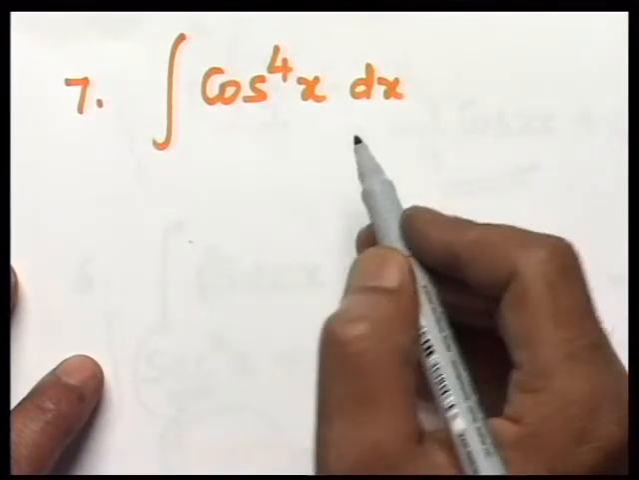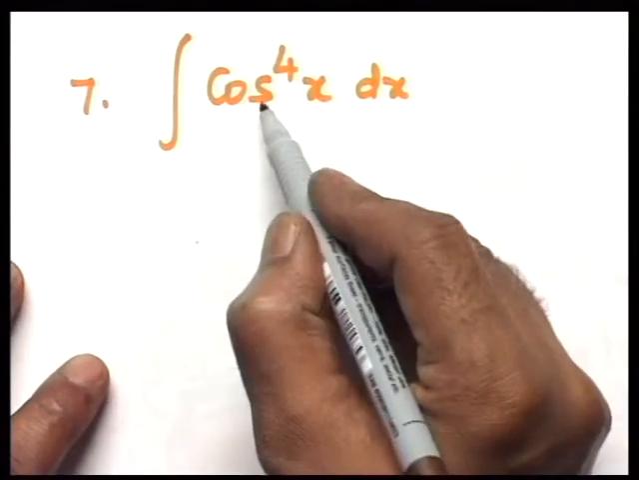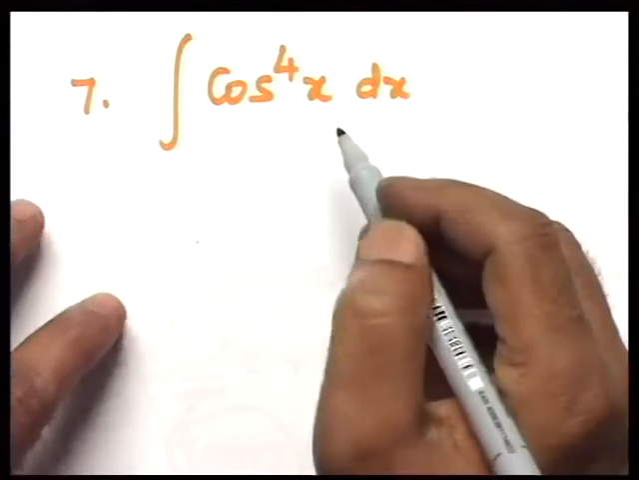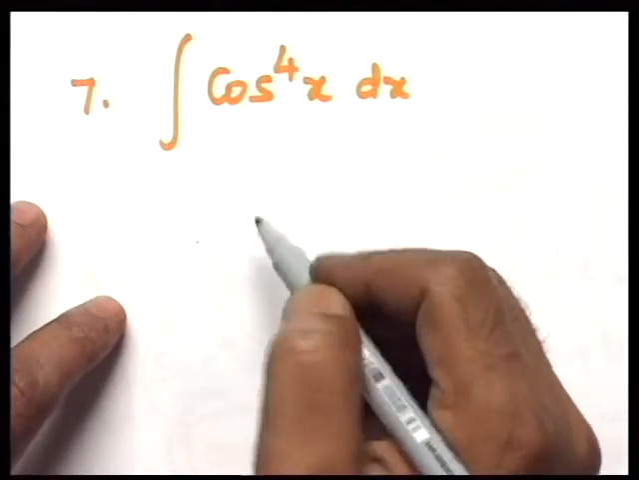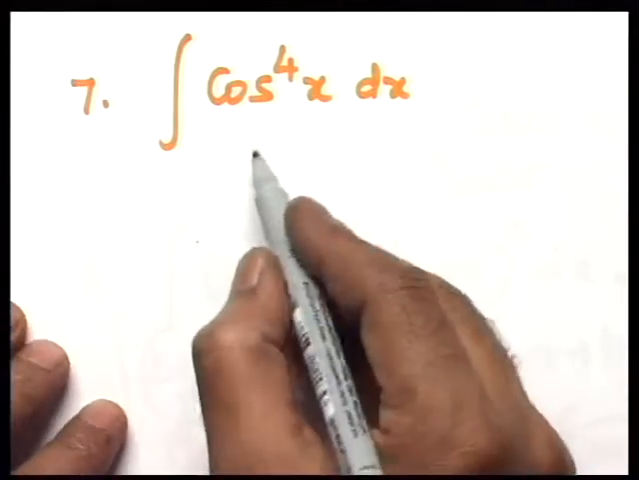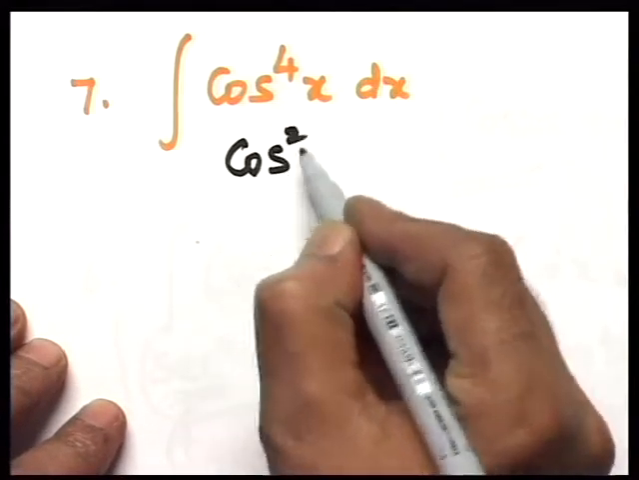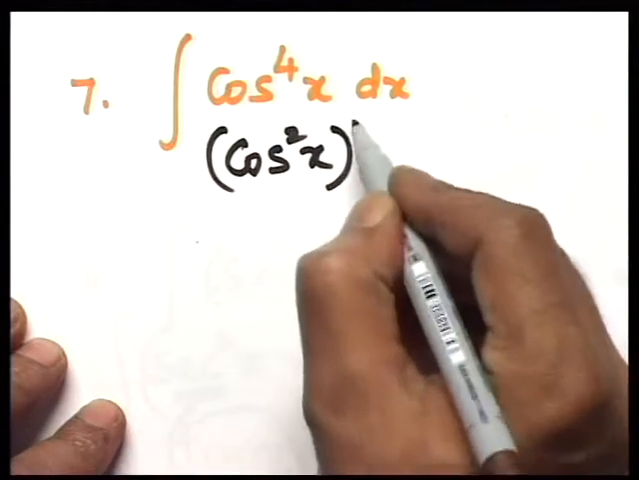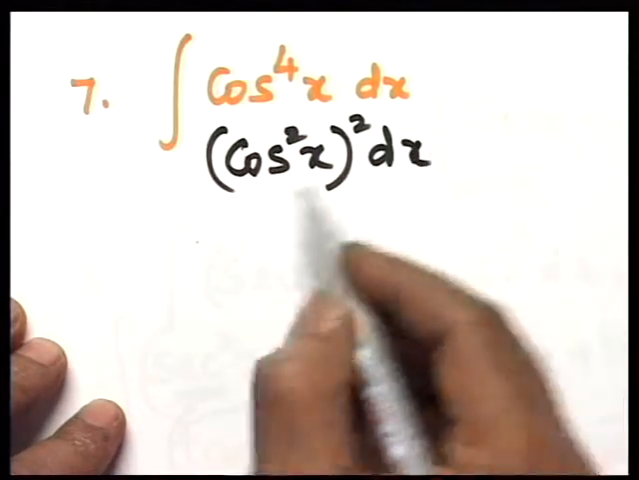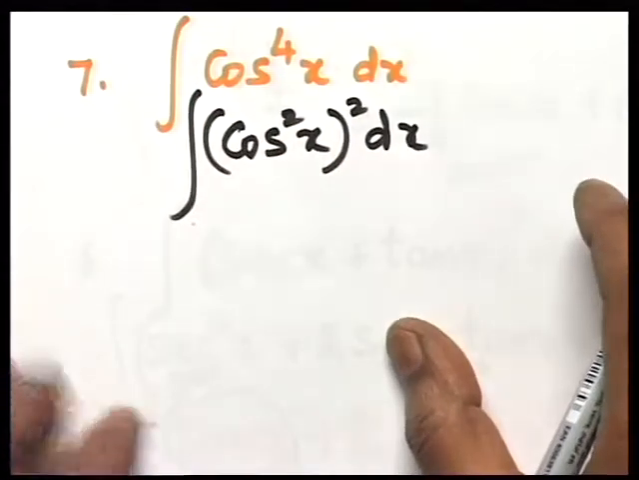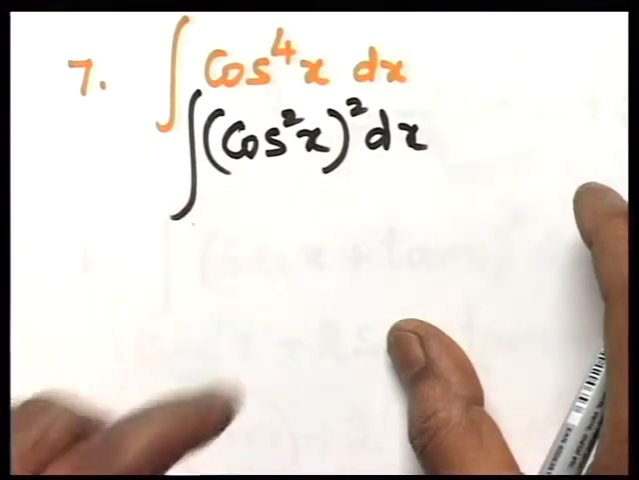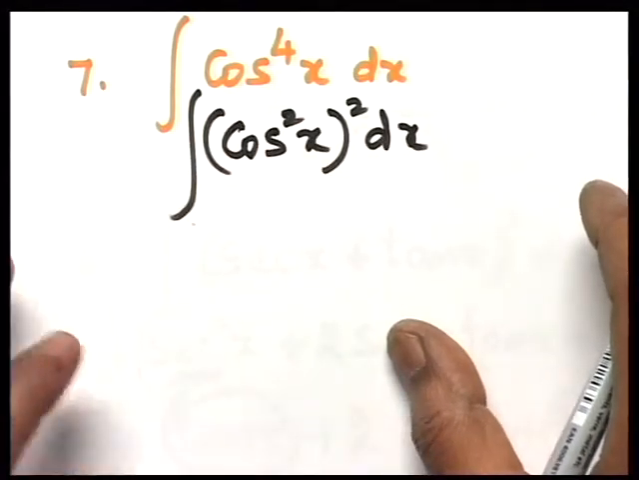Question number 7 is on the screen. That's cos to the power 4 x dx, right? There are 2-3 methods of solving this. One of them is like this. Let's write cos to the 4 as cos square x and then a whole square. dx comes back. So now we convert the cos square theta into the double angles of cos theta.